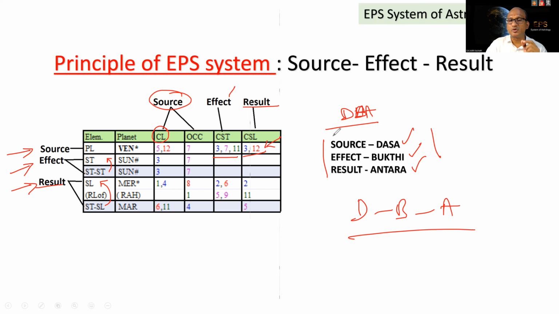Based on this combination of source, effect, and result, that planet's significations or effects are going to be experienced by the particular native. This is the concept of the EPS system. That is the principle of the EPS system.